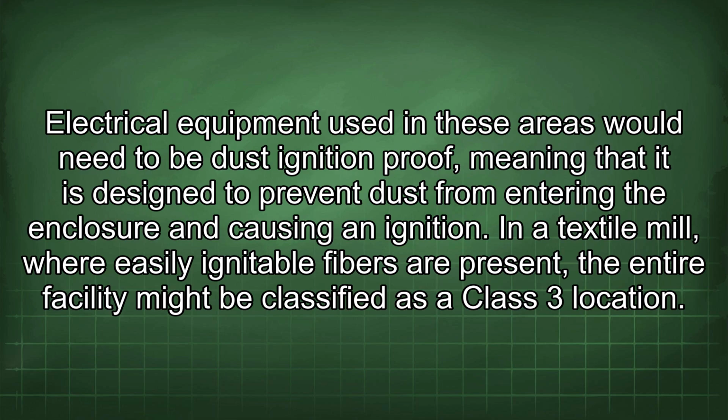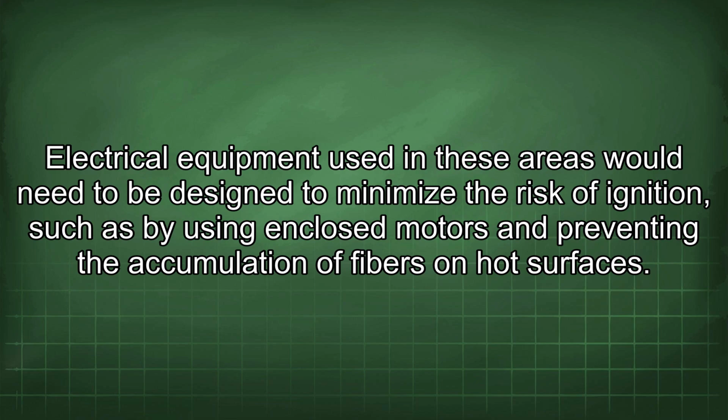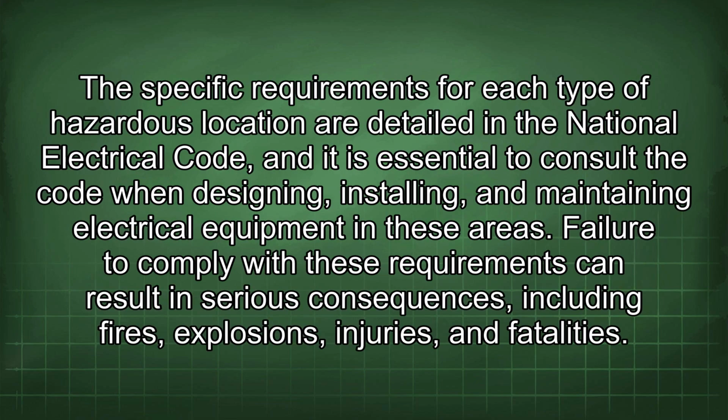In a textile mill, where easily ignitable fibers are present, the entire facility might be classified as a Class 3 location. Electrical equipment used in these areas would need to be designed to minimize the risk of ignition, such as by using enclosed motors and preventing the accumulation of fibers on hot surfaces. The specific requirements for each type of hazardous location are detailed in the National Electrical Code, and it is essential to consult the code when designing, installing, and maintaining electrical equipment in these areas.